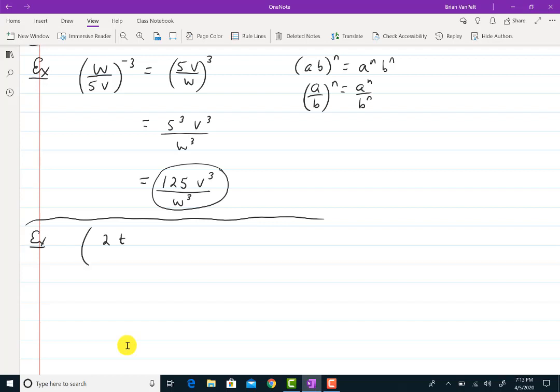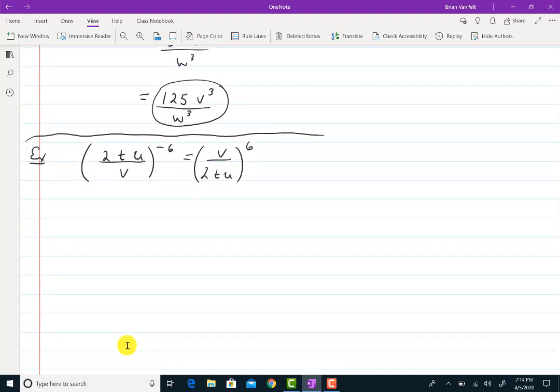I have 2tu over v, that's raised to the negative 6th power. So I'll be able to rewrite this as v over 2tu to the positive 6th power. Flipping it upside down does that. And now I will take everything inside to the 6th power. That's because it's either a product or a fraction that you're allowed to do that. So the 2 should be taken to the 6th power, t should be taken to the 6th, and u should be taken to the 6th.